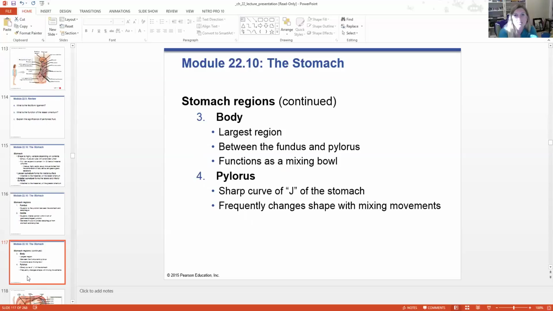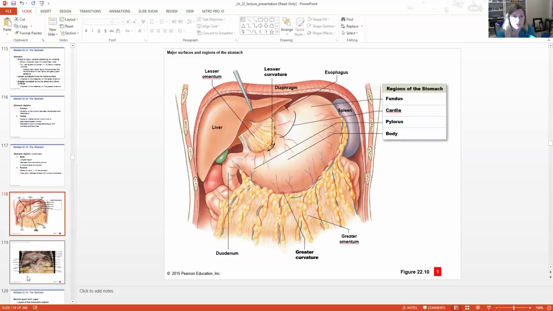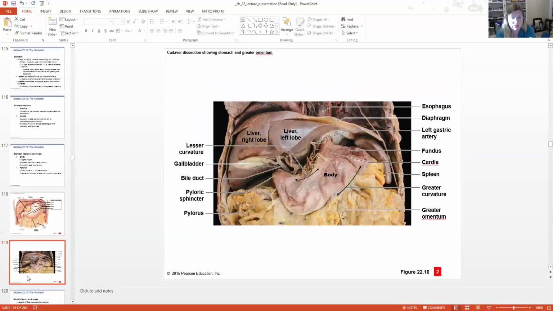And the pylorus is that inferior J shape of our stomach. This is where the majority of the mixing and churning occurs. So there you see the pyloric region, the cardia, the fundus, our greater and lesser curvatures, and the body. You can also see the greater and lesser omentums. There's a cadaver view. Obviously, it's not as easy to depict in a cadaver.